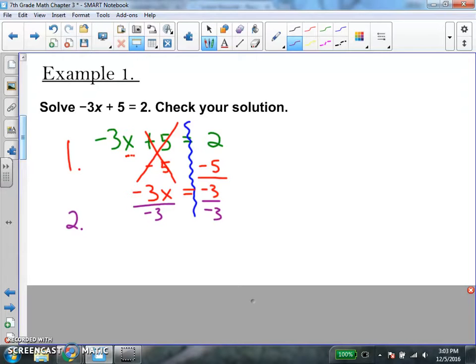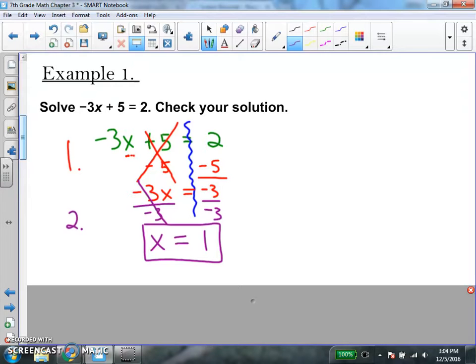What happens when I do that? Well, negative 3 divided by negative 3 is going to cancel out because it gives me x. It gives me 1x, which is what I'm looking for, equals negative 3 divided by negative 3 is 1. And box my answer.